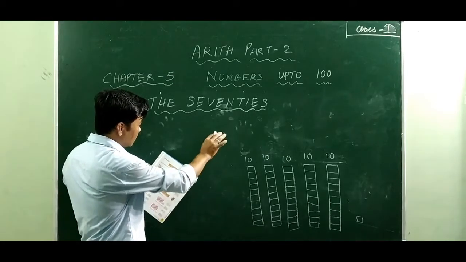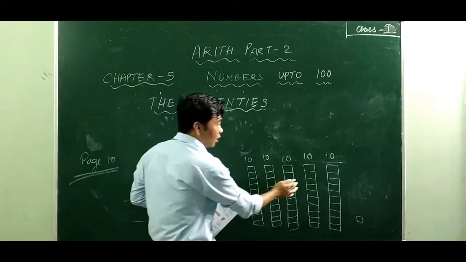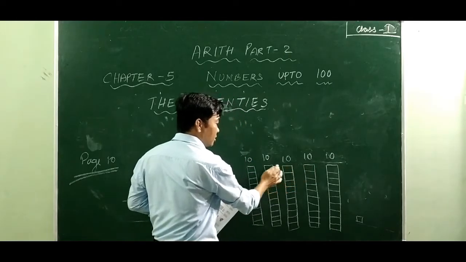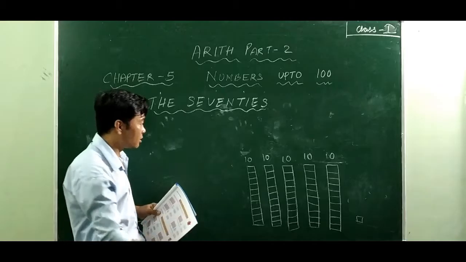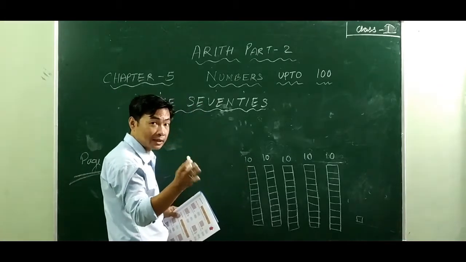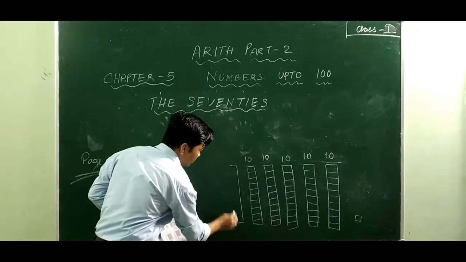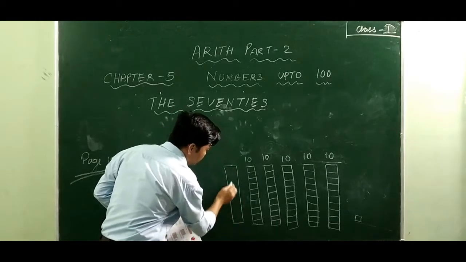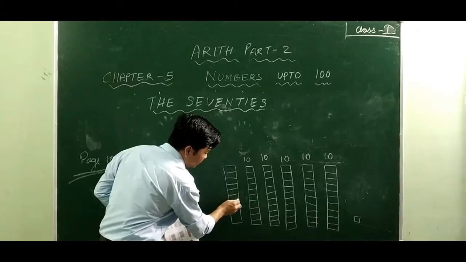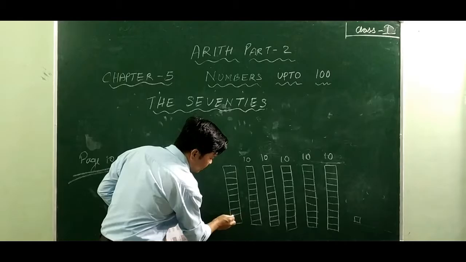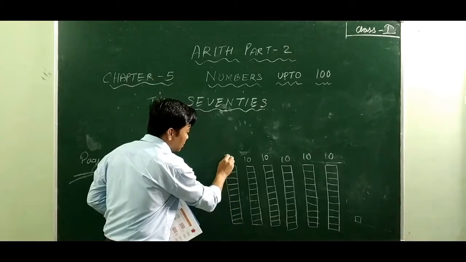Now the 70s, how do we count this number in the 70s? In the same way, how many tens do we have? 1, 2, 3, 4, 5. So 5, 6, 7, we need 2 more boxes, right? 2 more boxes of tens. So let's write it here. 1, 2, 3, 4, 5, 6, 7, 8, 9 and 10. So we have another box of tens here.